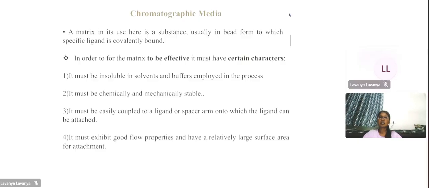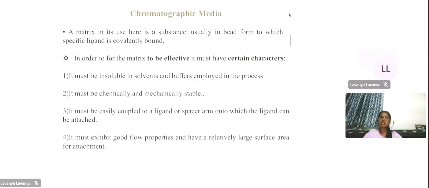In order for the matrix to be effective, it must have certain characteristics. It must be insoluble in the solvents and buffer solutions employed in the process. Next, it must be chemically and mechanically stable.